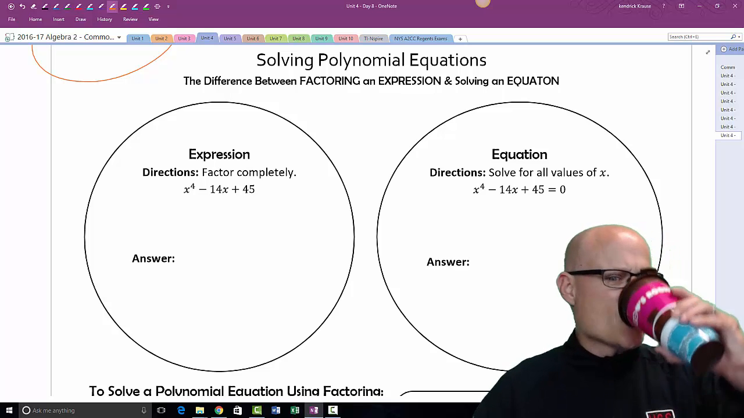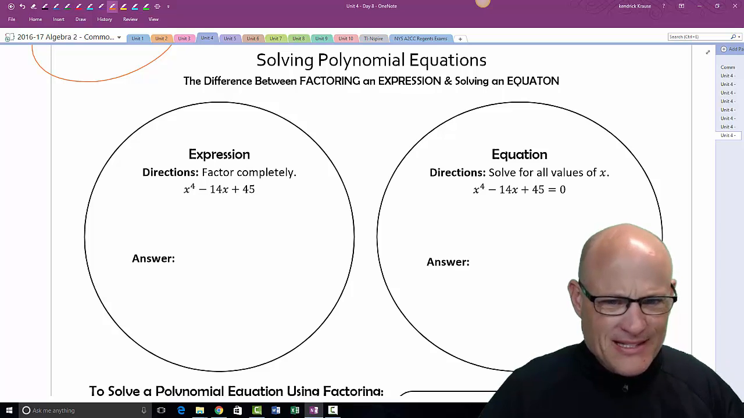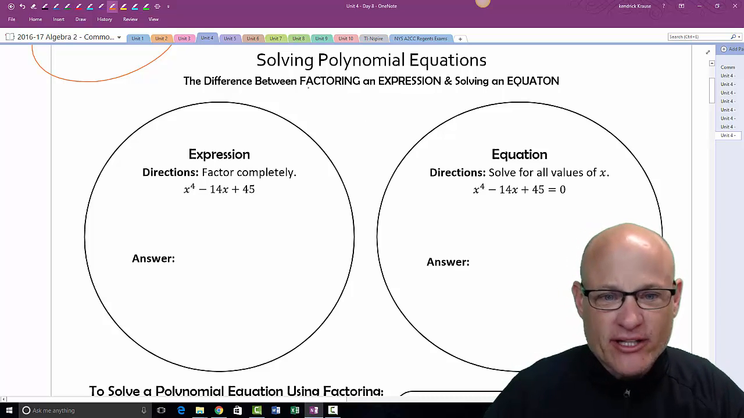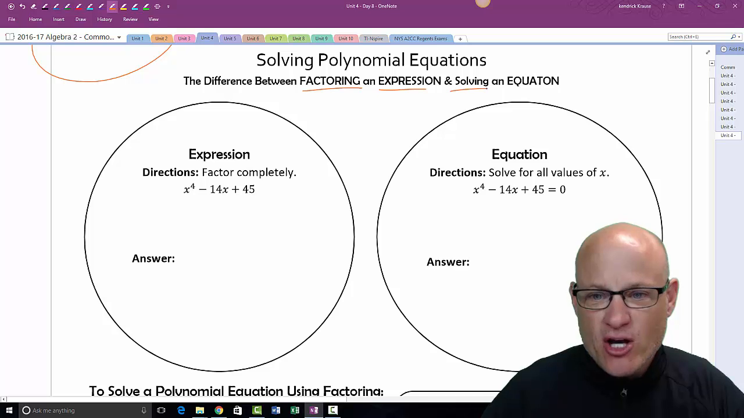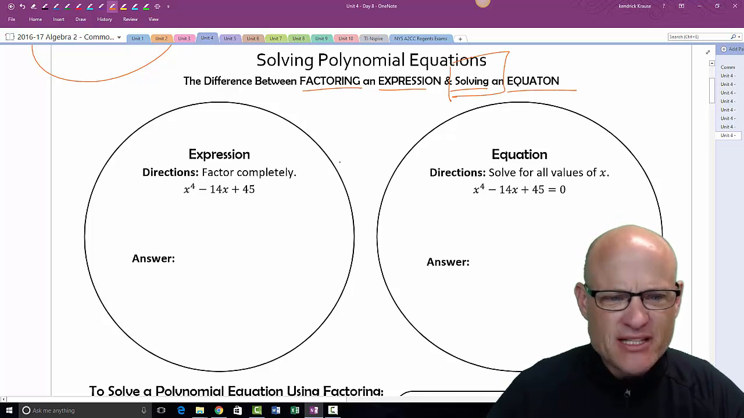All right, let's get going. Let's talk about the difference between factoring an expression and solving an expression. That should be capitalized because that's huge. Anyway, let's factor completely.